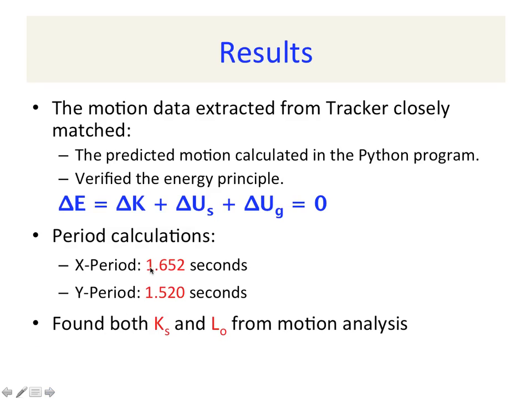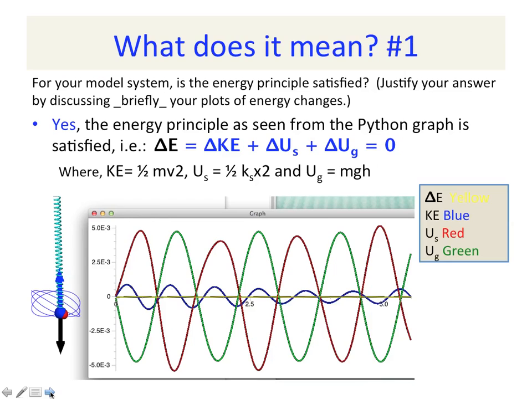Okay, so the results, we predicted the motion from the Python program. It matched very closely the data from the tracker. We verified the energy principle. We successfully calculated both the X and the Y periods. And we found the spring constant and the relaxed length of the spring.